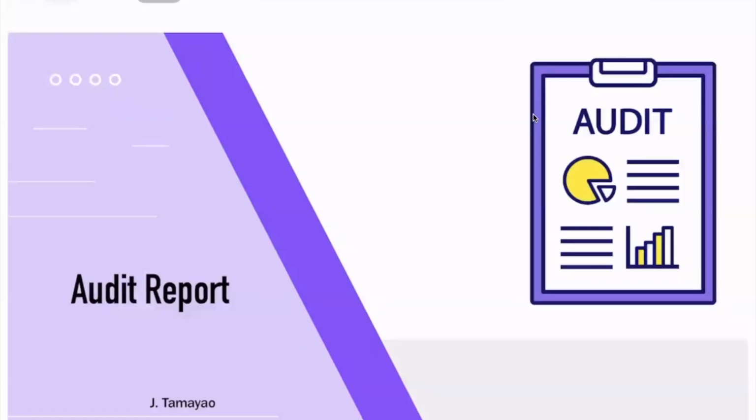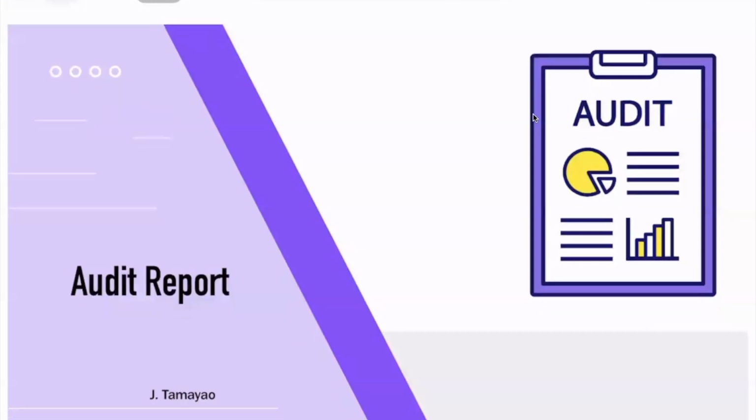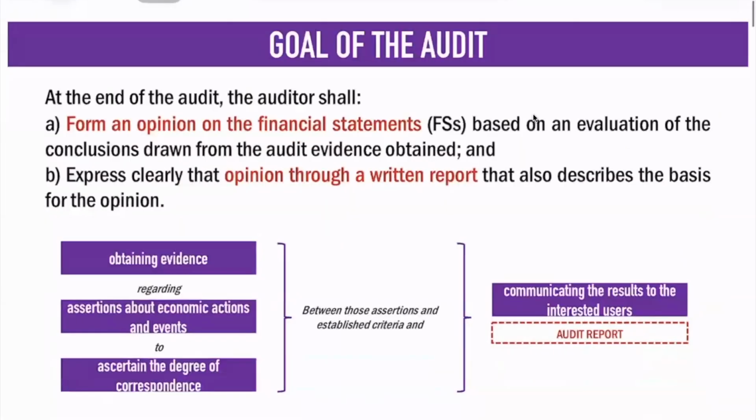For this session, we will talk about your audit reporting. So, what is the goal of the audit? At the end of the audit, the auditor shall form an opinion on the financial statements based on the evaluation of the conclusions drawn from the audit evidence obtained. Furthermore, aside from forming an opinion, they must express that opinion clearly through a written report, which is known as your audit report.